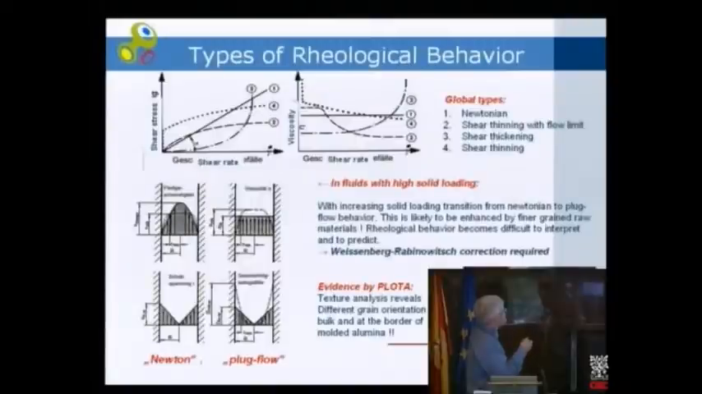Imagine injecting such a viscous liquid into a capillary, and then you can see the evolving of such a flow profile. This flow profile could either be a plug flow or a Newtonian, then it's parabolic, but in reality it's something in between. So in fluids with high solid loading, you have a transition from the Newtonian to a plug flow behavior, and you have all the stages in between. So you have all the opportunities between these two extreme cases, and so you need to make a correction for the non-ideality of the flowing behavior. And this is here an evidence given by polarized light texture analysis. You can see that there is a different grain orientation in the bulk and in the border of a molded alumina part.